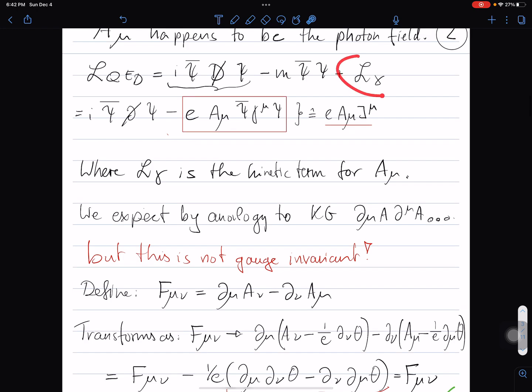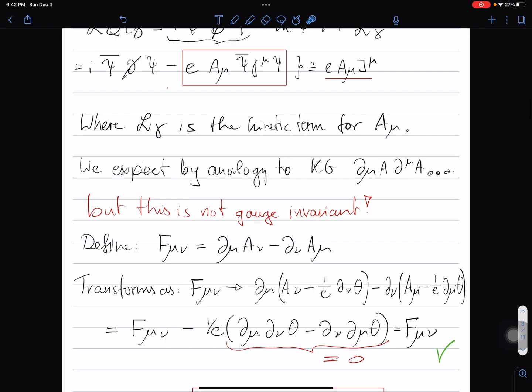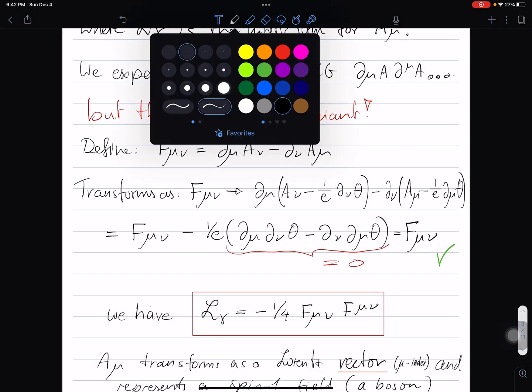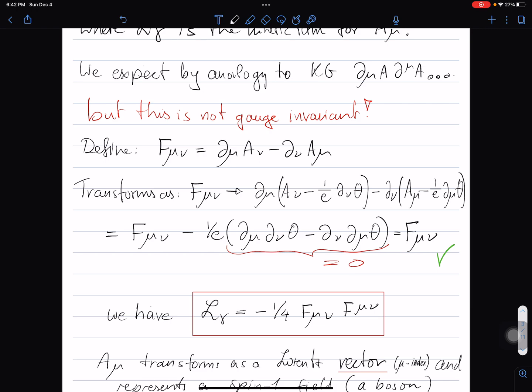The only thing, which I denoted here as L_gamma, that is still missing is the kinetic energy term for the photon field. By analogy to the Klein-Gordon scalar field, we expect something that goes like the square of the derivatives of the field A. However, a term of this type, where we would contract, for example, the indices of A with itself and the derivative indices mu with themselves, is not gauge invariant, so it's not invariant under the transformation that we introduced.